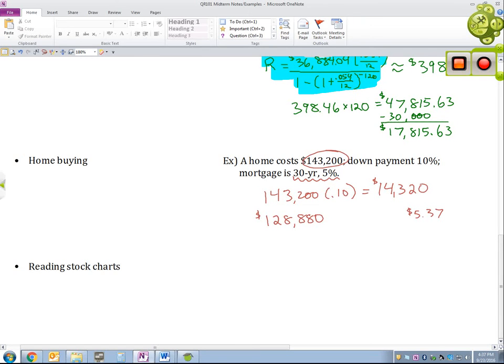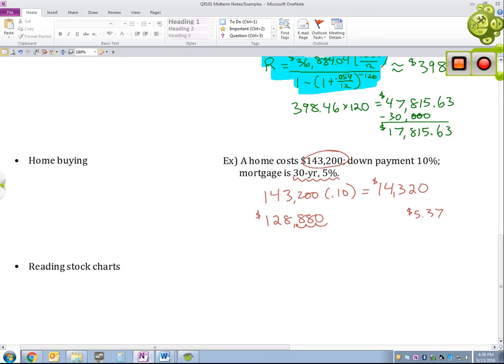Okay, so what I need to do is take that number and multiply it by my mortgage, which is $128,880, but I'm going to divide by 1,000. Or another way to think about that is I could just multiply by 128.88, which is what you get when you divide by 1,000, because my decimal moves over 3 places.